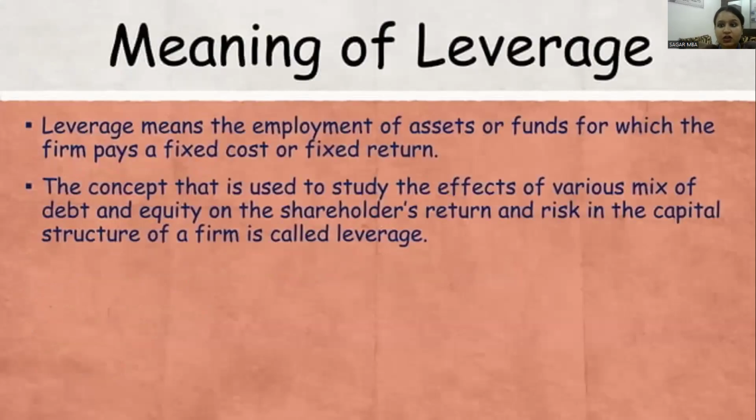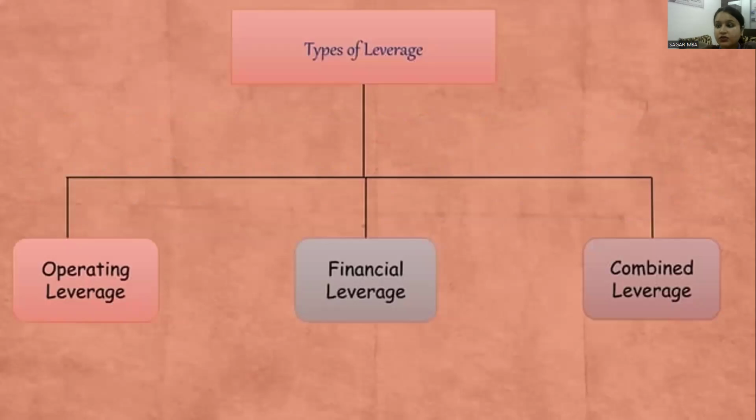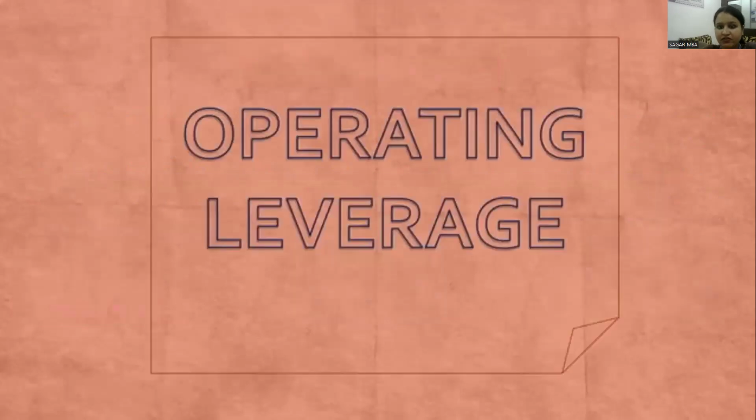What is the meaning of leverage? Leverage means the employment of assets or funds for which the firm pays a fixed cost or fixed return. The concept that is used to study the effects of various mixes of debt and equity on the shareholders' return and risk in the capital structure of the firm is called leverage. There are three types of leverage: operating leverage, financial leverage, and combined leverage.